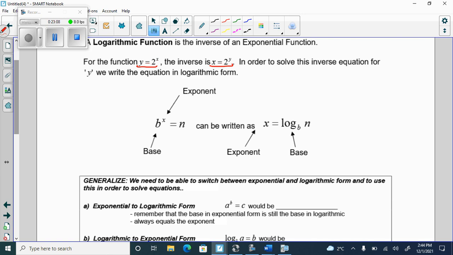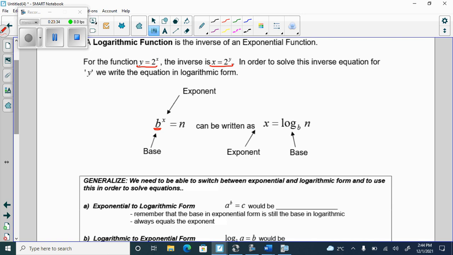b to the x equals n can be written as x equals log base b of n. These are converted back and forth. They mean the exact same thing. Now, if you pay attention, you won't mess these up. Paying really, really close attention? Do you agree? We're all paying attention. The base of our exponent is this one. Correct? Do you see it?